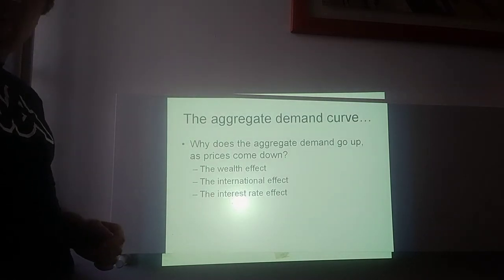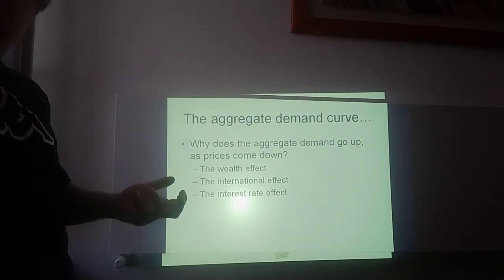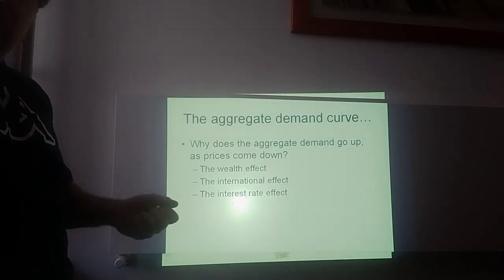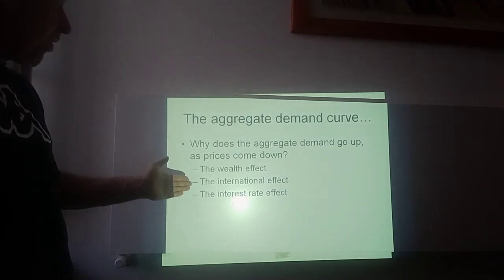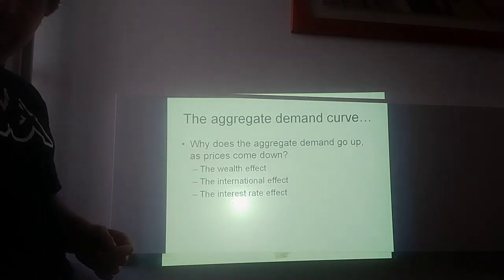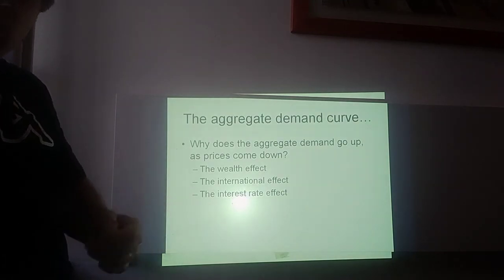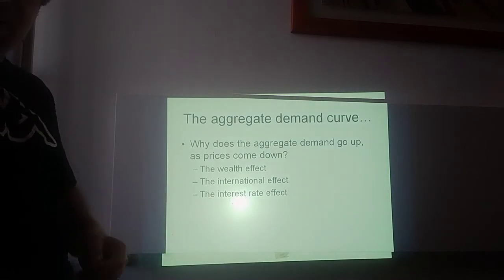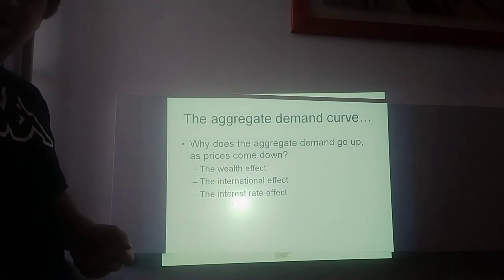You've got the wealth effect. So if prices are cheaper, we can buy more, and so GDP, the output, will be increased. There'll be more aggregate demand and so more GDP. Then you've got the international effect. As prices come down, foreigners will obviously demand more of our products, and that will increase our GDP. The firms will be producing more and GDP will go up.